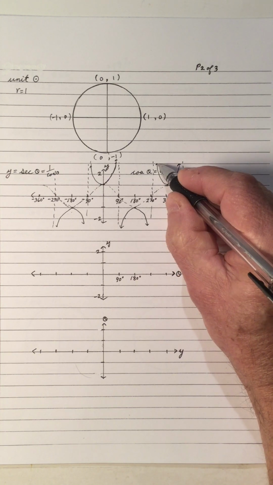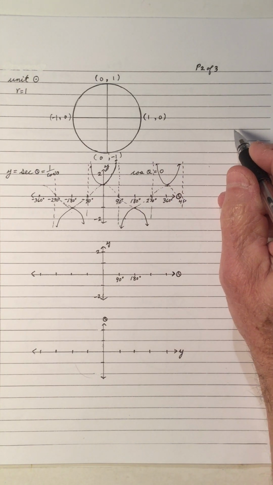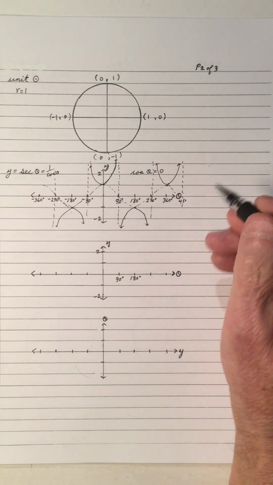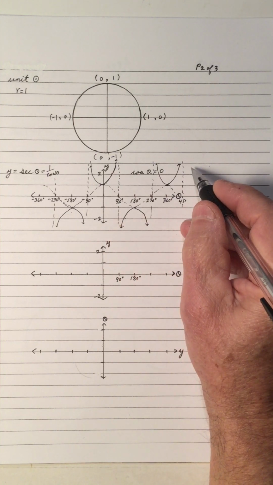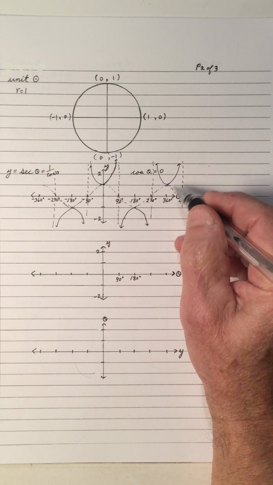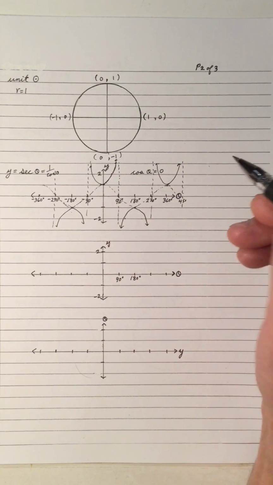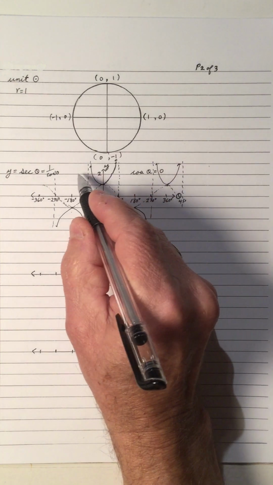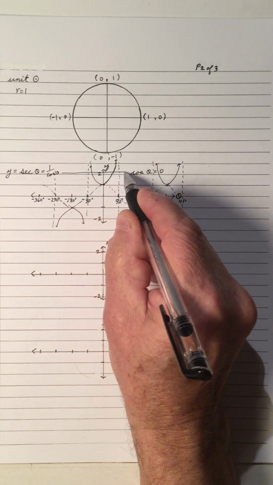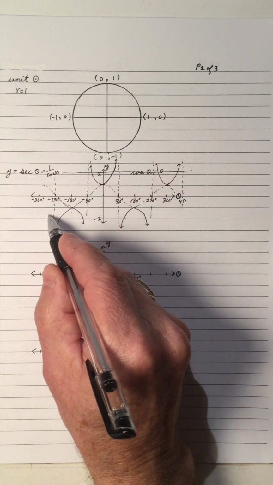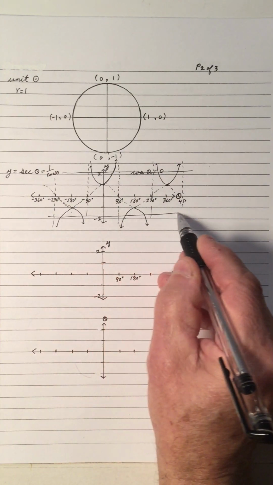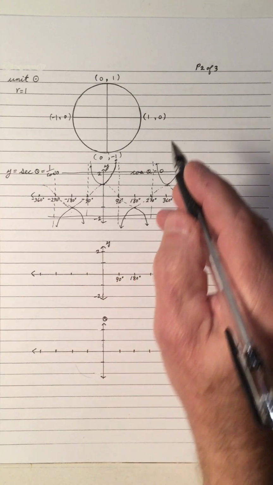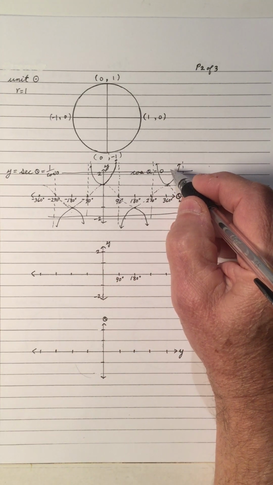But the inverse of the secant graph, I gotta be careful now. The secant graph does not pass the horizontal line test. So if I draw a horizontal line to this function up here or down here, it passes through more than one point. So it doesn't pass the horizontal line test.